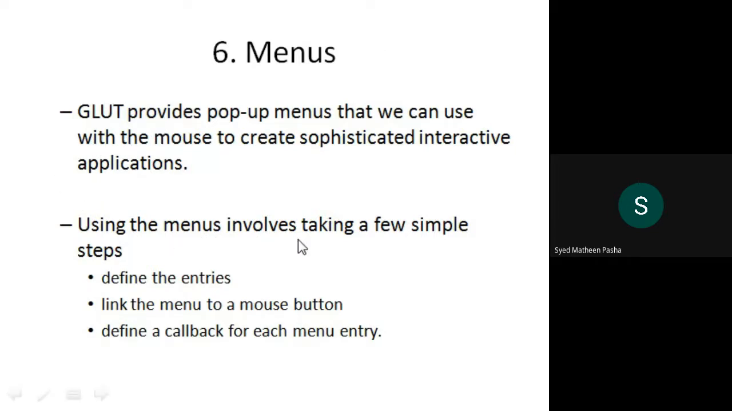Using menus involves taking a few simple steps. First, you have to define the entries, link the menu to a mouse button, and then define a callback for each menu entry. That is, first you should specify what kind of entry it is. Whenever you right click on the screen, some entries should be listed there. Then those entries should be linked to the menu whenever there is a mouse button click. Whenever you click on that particular entry, it should directly go to the callback function and check what the function is doing.